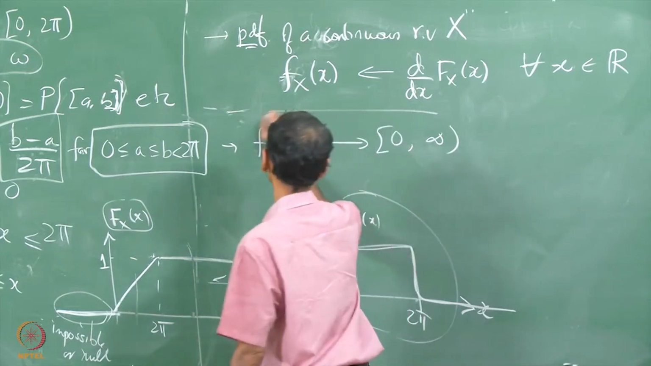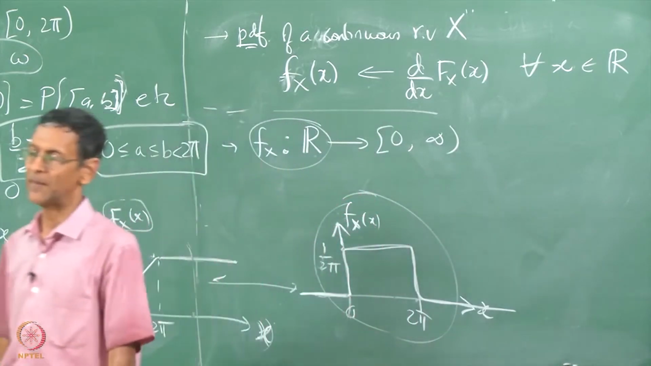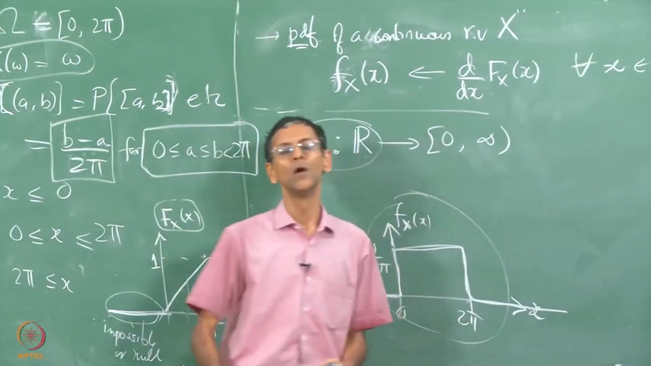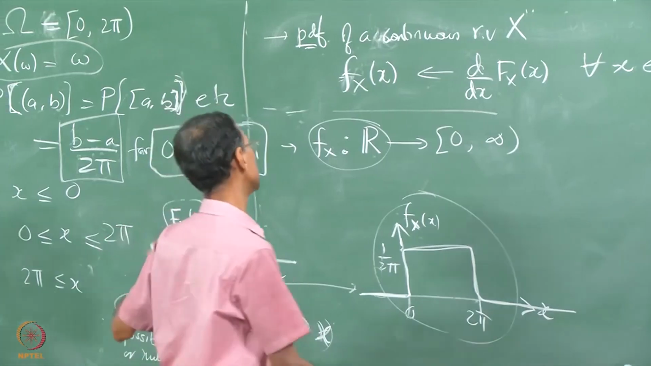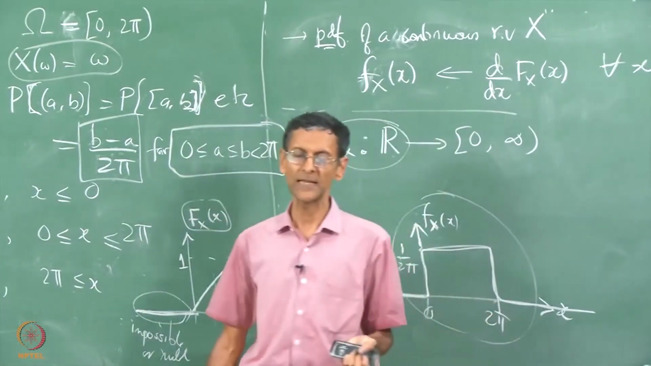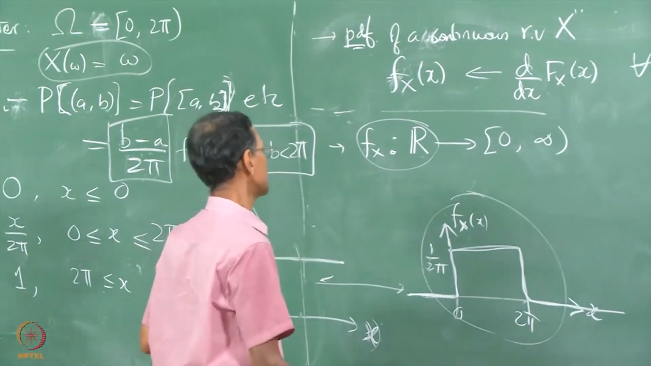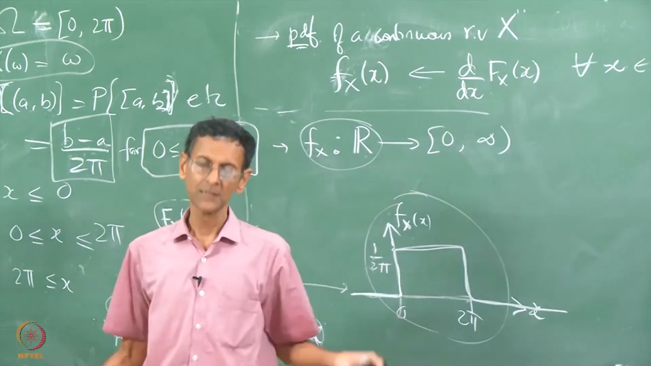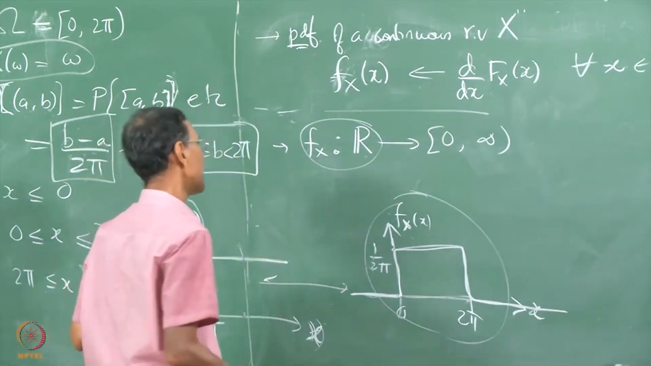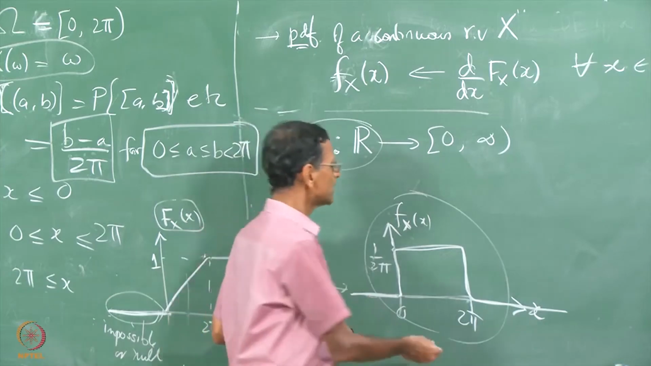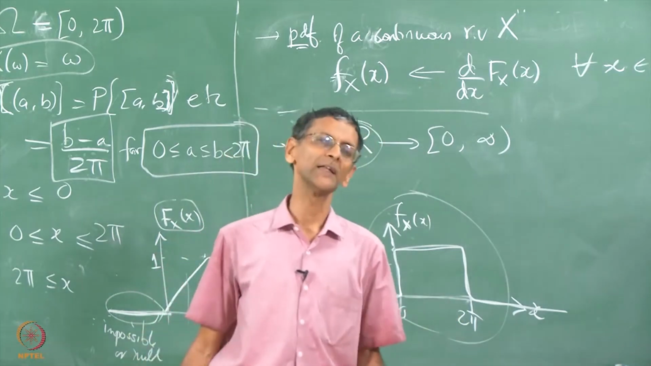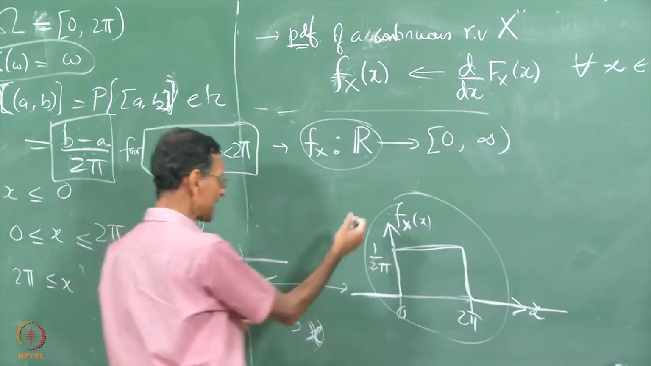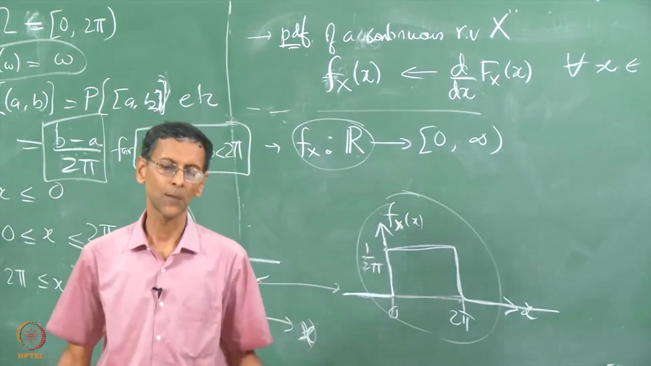In many examples the PDF tends to be non-zero only over a support interval of the real line. The rest of the real line it typically takes the value 0. That means the random variable takes values only wherever the PDF is non-zero. But again, as I said earlier, the value of the PDF is never a probability. Only by integrating the PDF do you get actual probabilities.